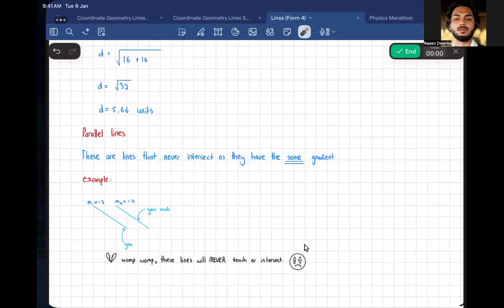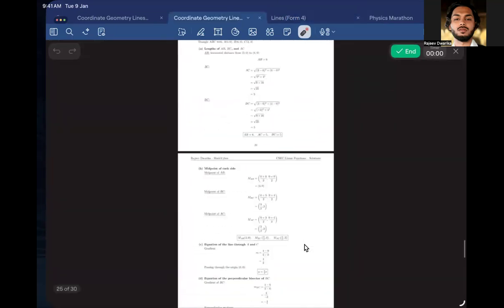So let me get a question real quick. Once we finish with this, we are done with lines. I probably should go through intersecting lines in detail. Let me check the worksheet. The worksheet should have a question.